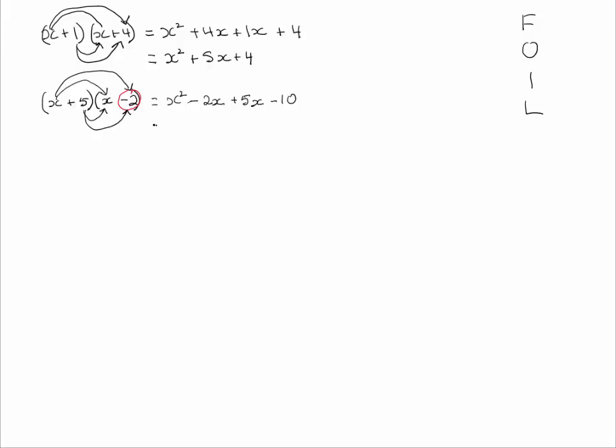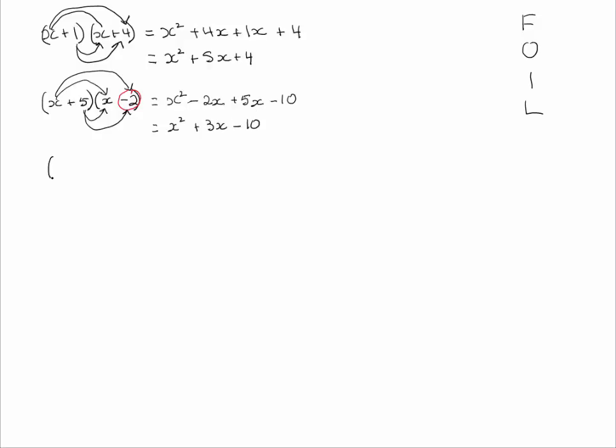Because we've introduced the negative with the 2, so negative 2x, it's probably best if you think about what would happen if I had a negative 2 and a plus 5. So negative 2 plus 5 will give me 3. And so negative 2x plus 5x will give me 3x. So I'll have x squared plus 3x minus 10.